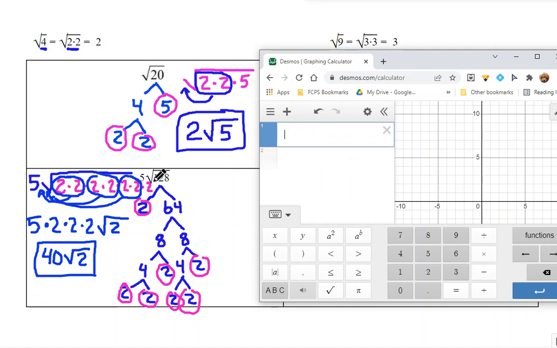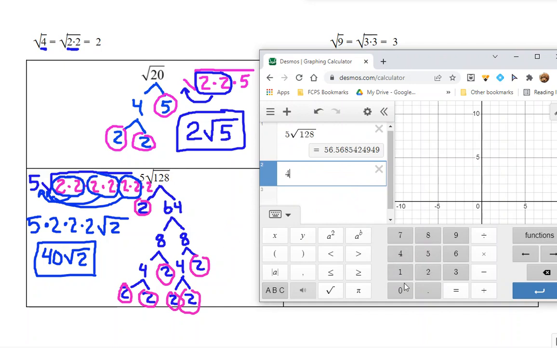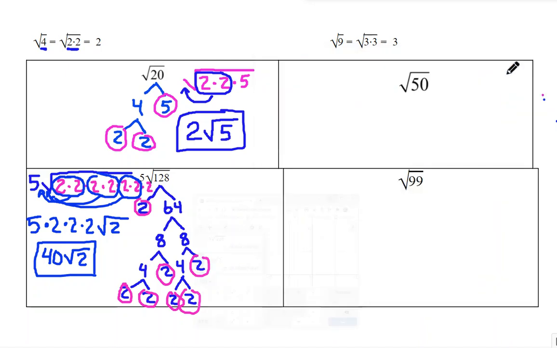Okay, so same thing the other one. My original one here was 5 square root 128, right? So what's my new one? I have 40 square root 2. And look at that. I got the exact same decimal, so I know I got it right. Okay, so Desmos is a great way to check your work to see if you got it correct or not, all right? All right, so go ahead, try these two on your own.